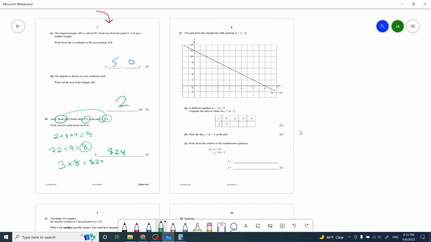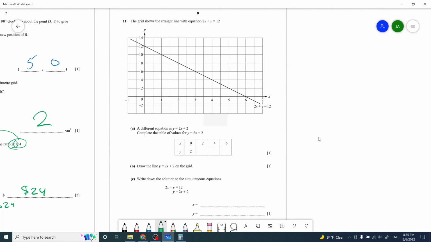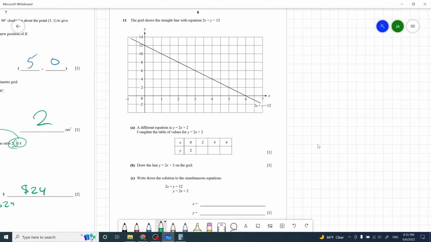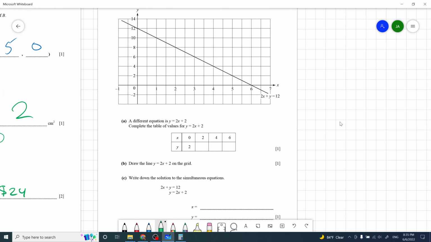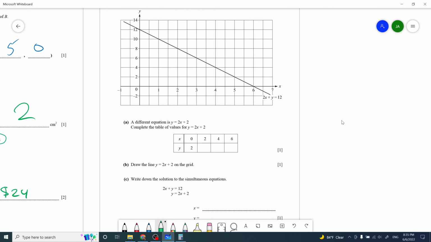Moving on to the next one. The grid shows a straight line with the equation 2x plus y equals 12. Beautiful, beautiful straight line. All right. We have a different equation now, y equals 2x plus 2, and we want to complete a table of values for this. So they give us some values 0, 2, 4, and 6. They show you that whenever you put 0 in here, 2 times 0 is 0, plus 2 is 2. We're going to do the same thing here.